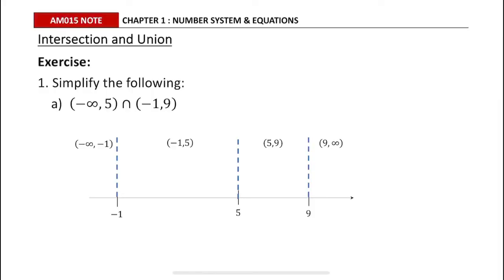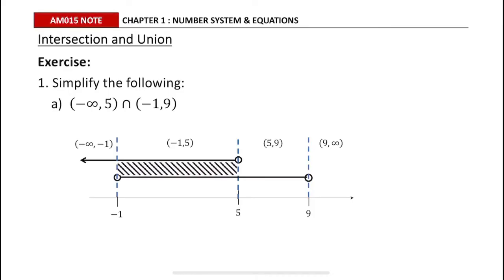Then draw the line that represents each interval. This is the representation for interval negative infinity to 5. And this one is for the interval negative 1 to 9. After that, shade the intersection interval. The intersection interval means the interval where you can find both lines. Then state the answer in interval form, because the question is in interval form, so your answer must be in interval form. The answer is open interval negative 1 to 5.